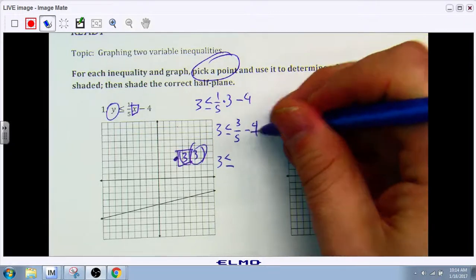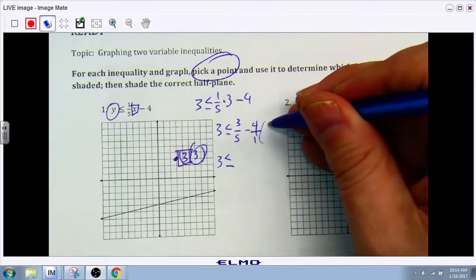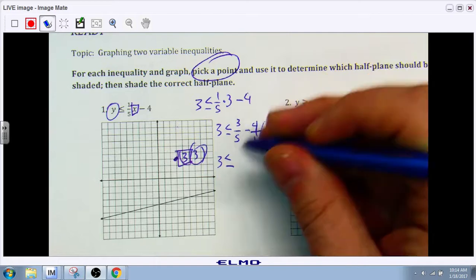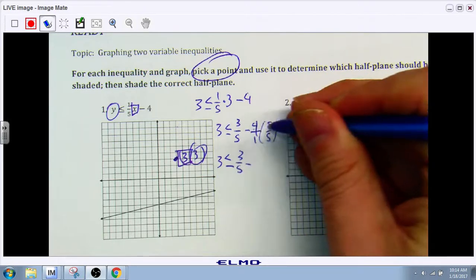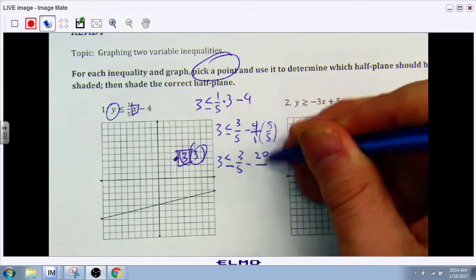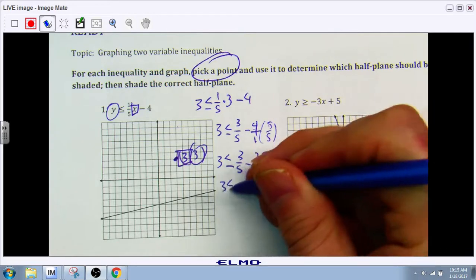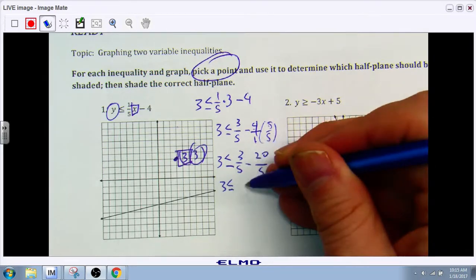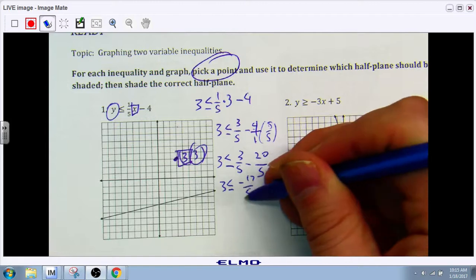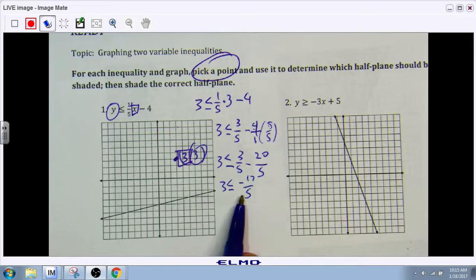Well, I need to get this into fifths. To get this into fifths, I multiply it by 5 over 5. So that's 3/5 minus 4 times 5 is 20. 1 times 5 is 5. Okay. So 3 is less than 3 minus 20 is a negative 17/5. So is 3 a smaller number than negative 17/5? No way. Negative 17/5 is negative. 3 is positive. That's an easy way of doing it.